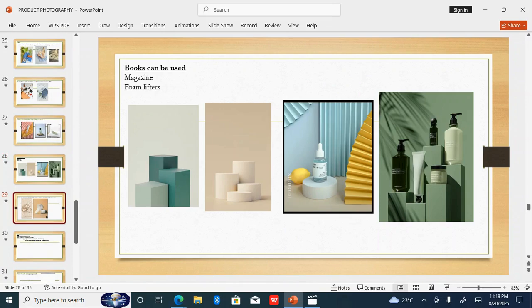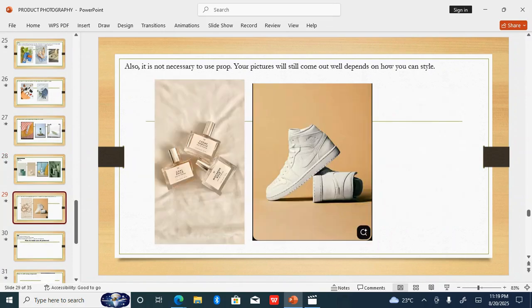Also, it's not compulsory for you to use props. Sometimes your product pictures can still come out well depending on the way you style them. You can look at this perfume, just the silk background, and you just style it very well. And you can look at this shoe too. You can style it without using props.